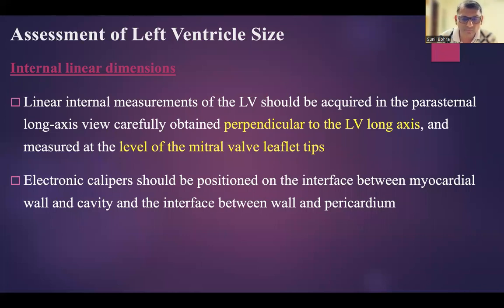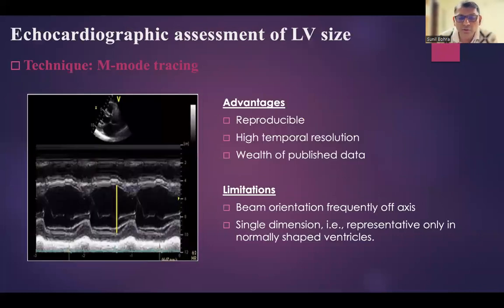So this is very, very important. You need to obtain the long axis, and we need to take the linear dimensions which are perpendicular to the LV long axis, and it should usually always be measured at the level of the mitral valve leaflet tips. I'll show you here how to do that.